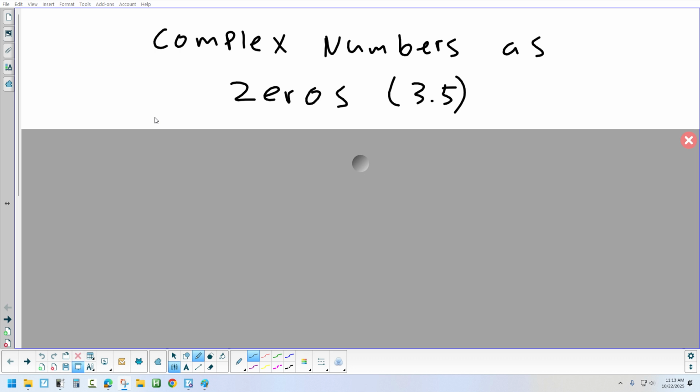But when you end up with the square root of a negative, we're not going to say no solution. Now we're going to write what that would be using i.